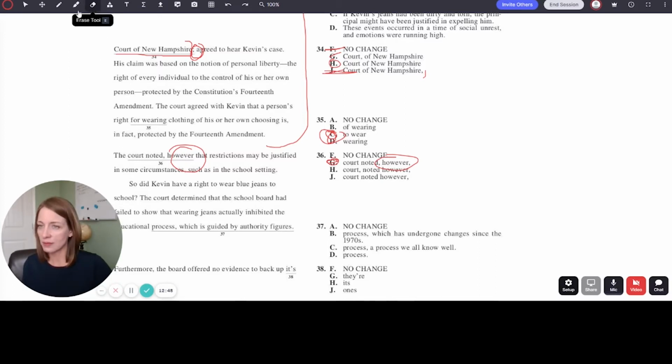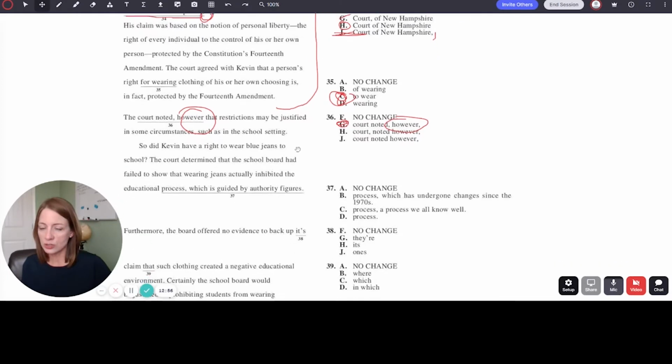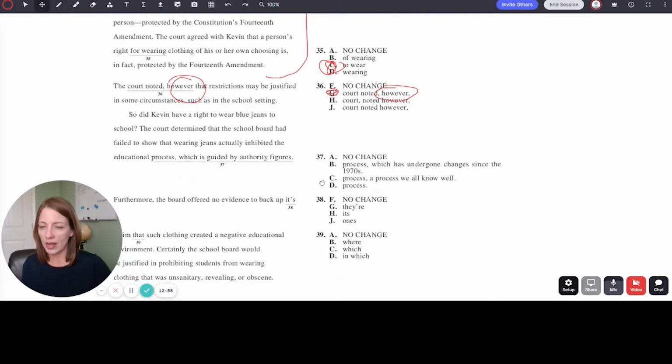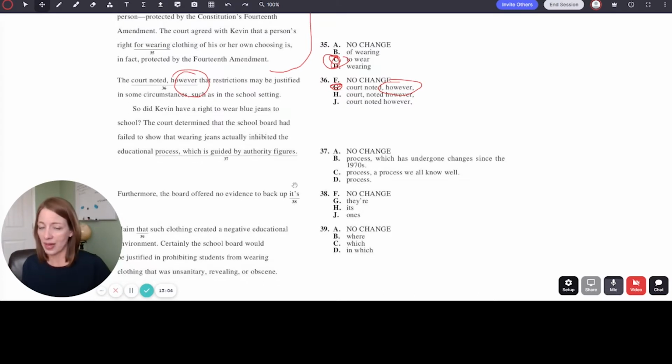Okay, so there's your mini semicolon lesson. So did Kevin have a right to wear blue jeans to school? The court determined that the school board had failed to show that wearing jeans actually inhibited the educational process, which is guided by authority figures. So I do like commas before "which." This is very appealing to me. And the fact that this has a comma before "which," that makes it appealing to me.